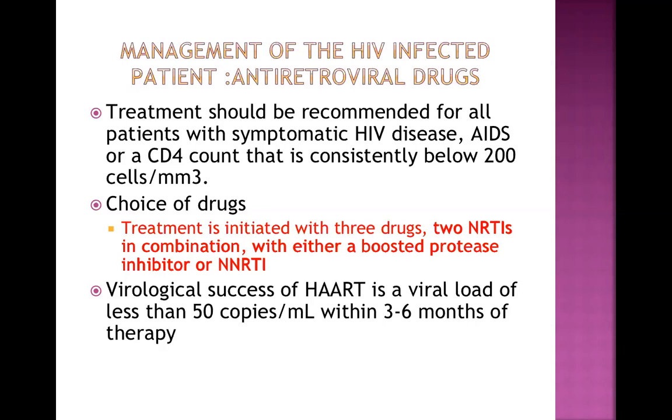Now, in which case do we use these drugs? Are these drugs used immediately after diagnosis, or does there have to be a certain indication? See, treatment should be recommended for all patients with symptomatic HIV disease, that means if any symptoms are present, or AIDS-defining illness, or a CD4 count that is consistently below 200 cells per cubic millimeter. 200 cells or less is a severe condition, that is the AIDS condition already. With the presence of AIDS-defining illness, definitely these drugs are recommended, and even for symptomatic HIV disease after confirmation, these are indicated.